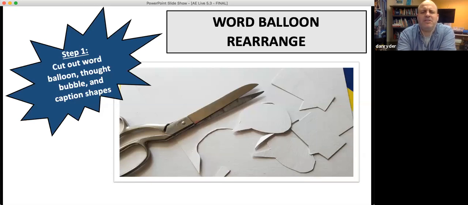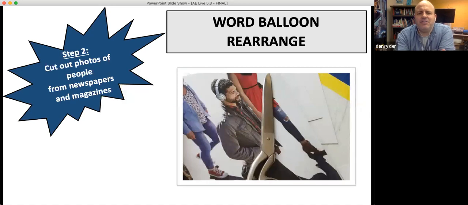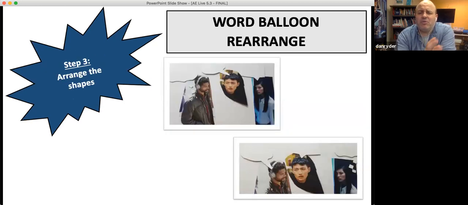And then in step 2, you're going to go digging into magazines or pictures you print from the internet. I happen to find magazines and newspapers around often. Find some pictures you want to use for your characters and cut those out. And then in step 3, you're going to arrange those word balloons and thought bubbles that you cut out around your photos as though those are the dialogue spaces for your characters.